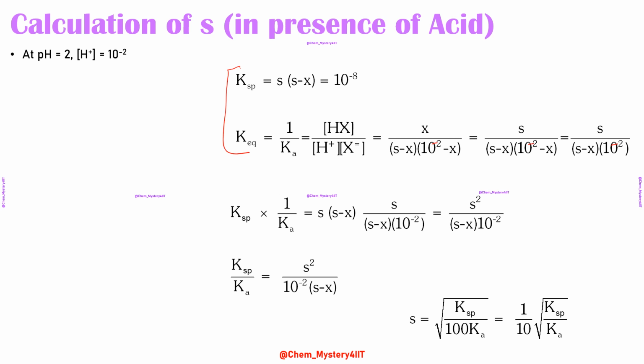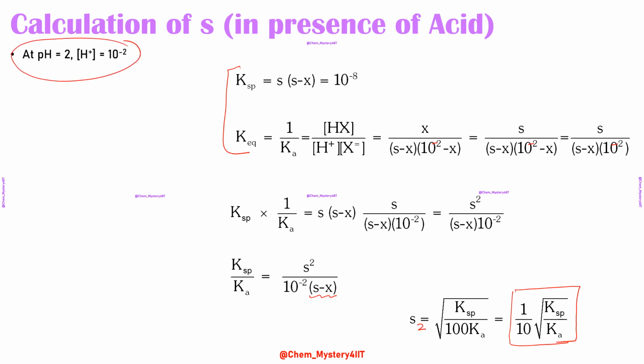So S minus X can be neglected if we are saying S minus X is nearly 0, then S can be evaluated to be square root of Ksp divided by 100 times Ka. This is now rewritten as we are taking out the square root of 100 as 1 by 10. This is the final expression of solubility in the case of when pH was 2. We can say this is solubility as S2.